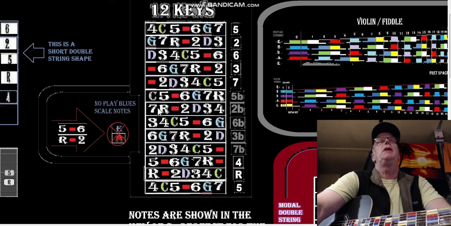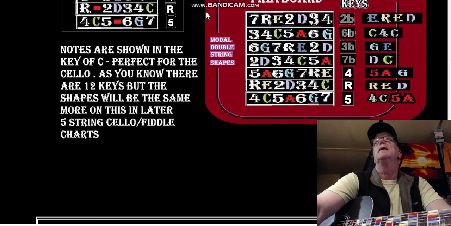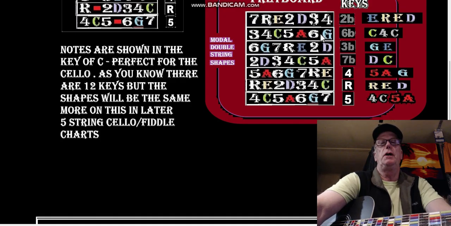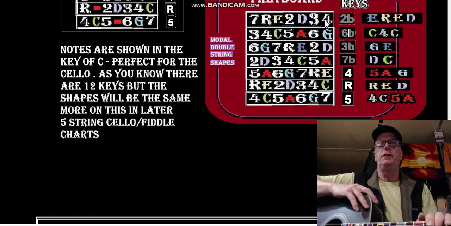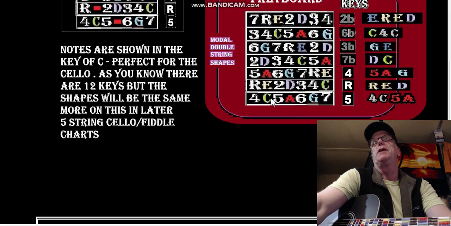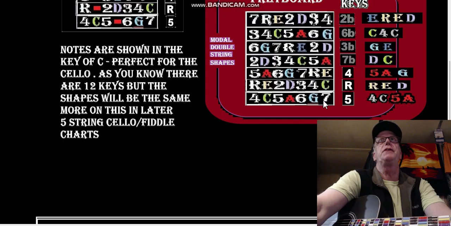So bottom line is we're just going to be looking at this block right here, and this is the modal. This is the part of the 12 key modal string shape build. It's a double string shape build. You notice there's double string shapes, 4, 5, 6, but only to 5, 6, 7. Root 2, 3 is only going to go to 2, 3, 4. 5, 6, 7 is only going to go to 6, 7 root G. So it's called 5A G. 2, 3, 4 is just going to go to 3, 4, 5.